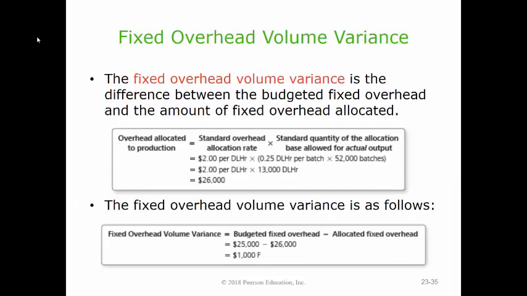The other variance that you have for fixed overhead is your volume variance. And the volume variance is the difference between how much you budgeted for and how much you allocated during the period. To find your allocated fixed overhead, what you do is you take your standard overhead allocation rate for that type of overhead. For fixed, we were allocating at a rate of $2 for every direct labor hour, and you multiply it by your standard quantity of the allocation base allowed for actual output.